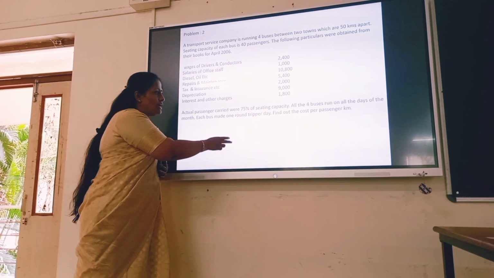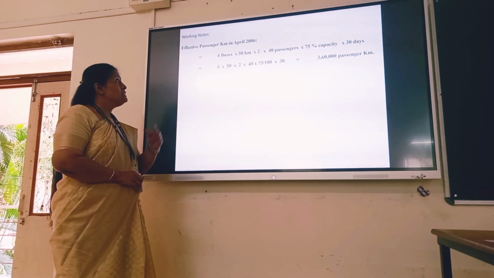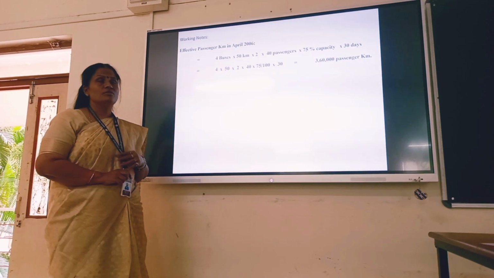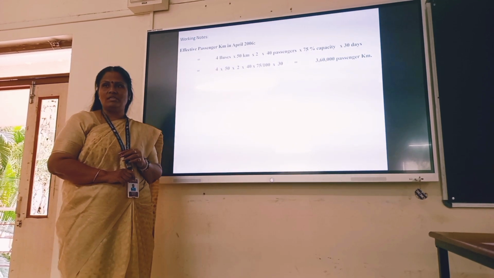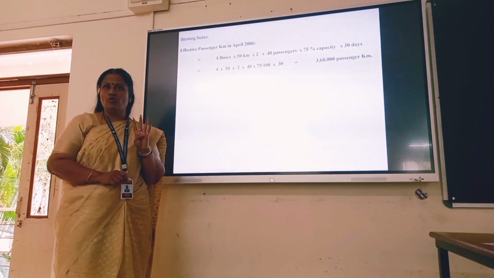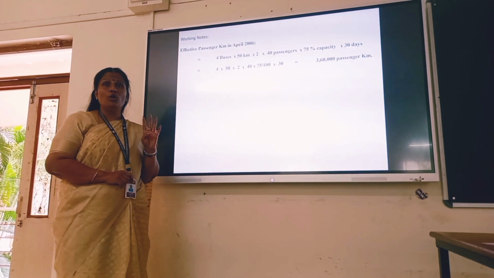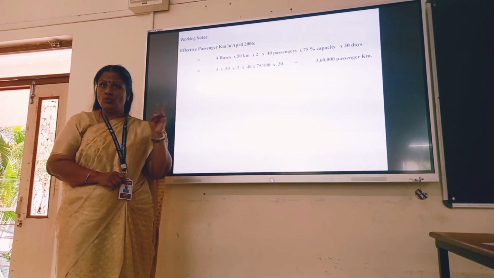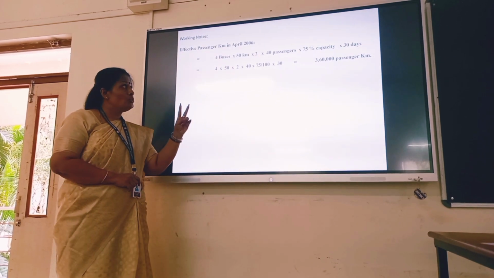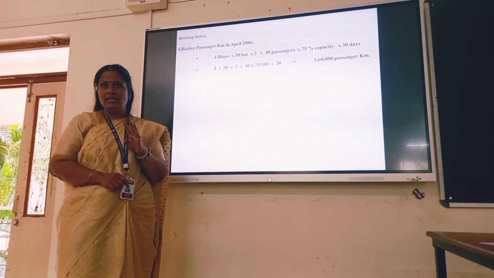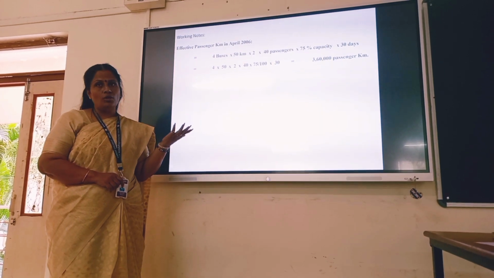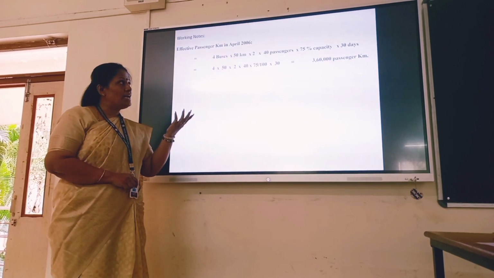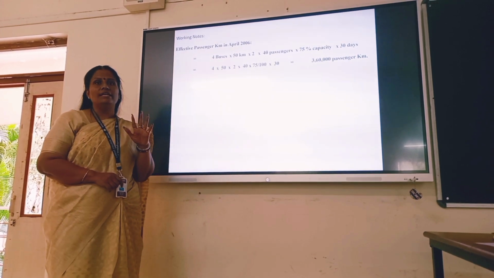So we find out what is composite cost unit, that is how to calculate effective passenger kilometers for the month April 2006. What are the things we will take? There are 4 buses. How many kilometers the buses are going? 50 kilometers, and 2 trips to and fro, that we will take it as 2, and 40 passengers are there. Then how many passengers are loaded? Only 75% capacity is taken. So that is also considered, and 30 days, 1 month.